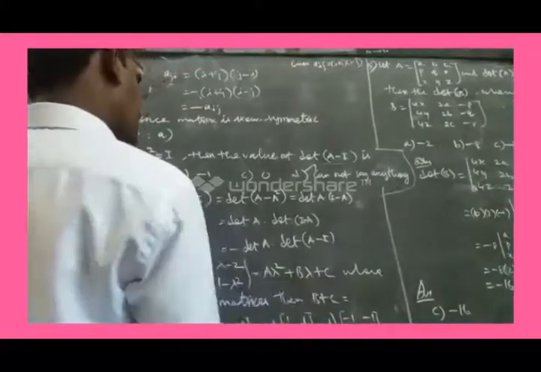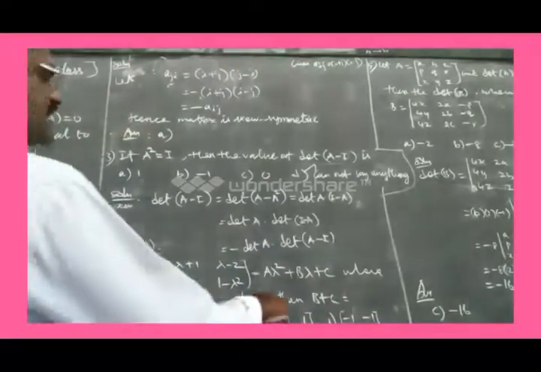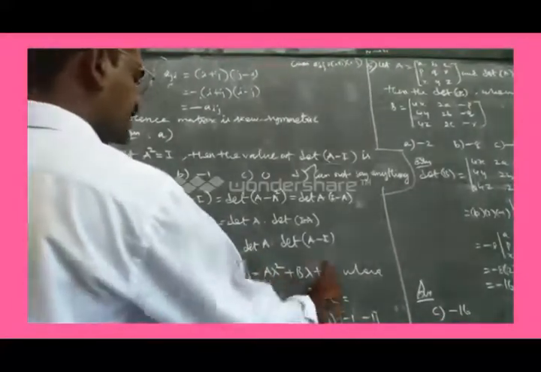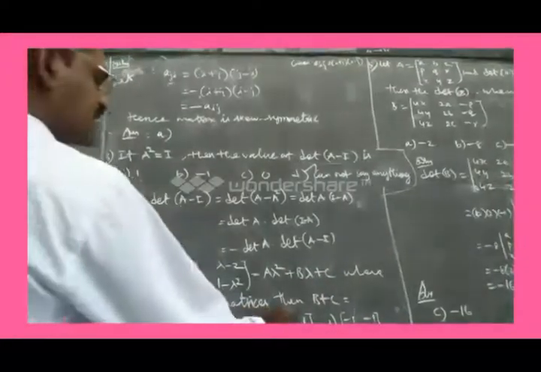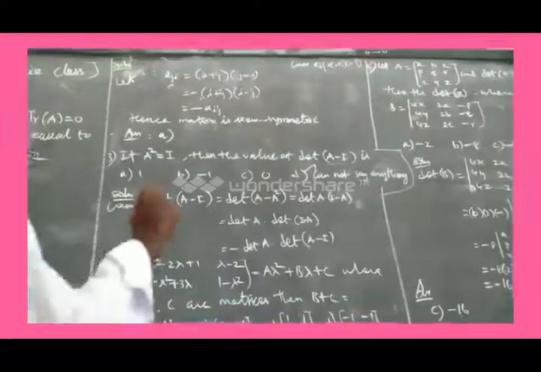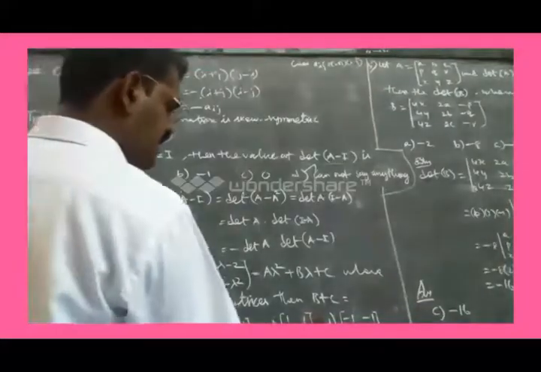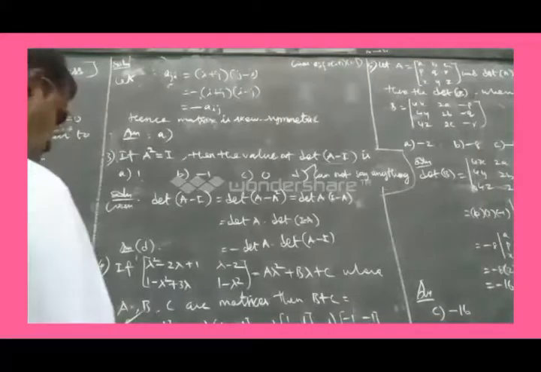Fourth sum: if the matrix [lambda square minus 2 lambda plus 1, lambda minus 2, 1; minus lambda square plus 3 lambda, 1, minus lambda square] equal to A lambda square plus B lambda plus C, where A, B, C are matrices, then find B plus C. So given options A, B, C and D. Solution. First step: when lambda equal to 0.